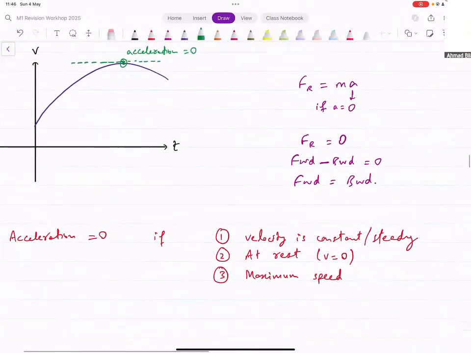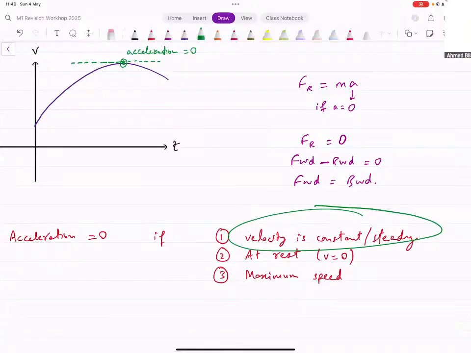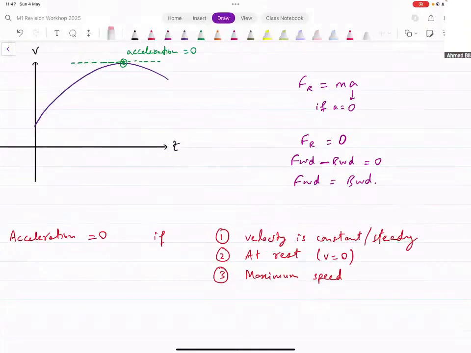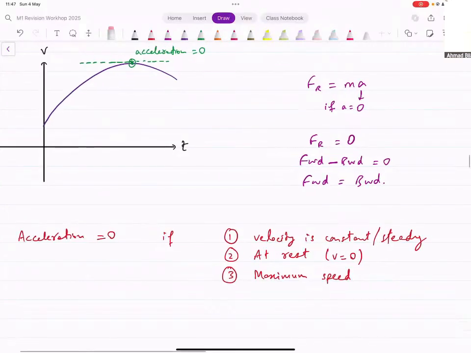The other cases when acceleration is 0 are when velocity is constant. They could say constant velocity, constant speed, steady speed or steady velocity. In that case as well, acceleration is going to be 0, and this is going to hold true there as well: forward force is equal to backward force. It could be true at rest. And also, as we talked about, maximum speed, because that's the turning point of this graph. At that point as well, acceleration is 0.